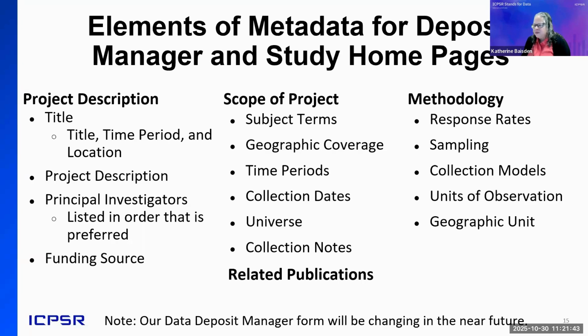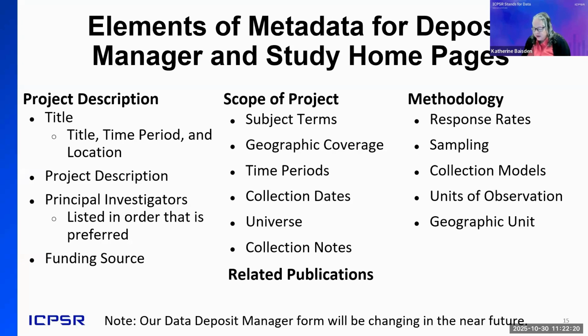Sampling. Did we have a census? Did we have a stratified sample? Did we have a complex sample design? All these are very important when people begin to analyze their data, your data. Collection methods. There are many collection methods nowadays, but typically, was it a face-to-face interview? Was it a telephone interview? Was it a web-based survey? Units of observation, that can be individuals, organizations, households, school districts, classrooms.